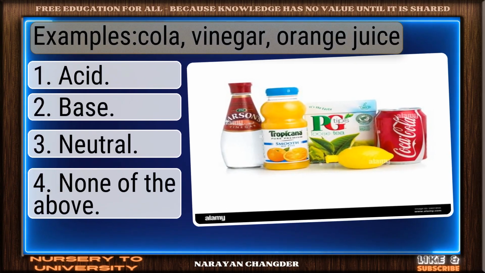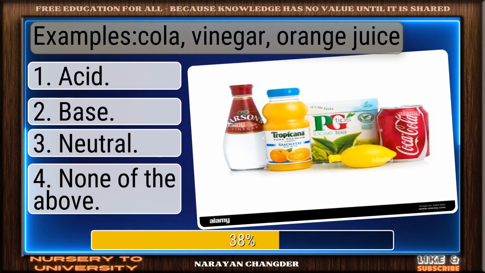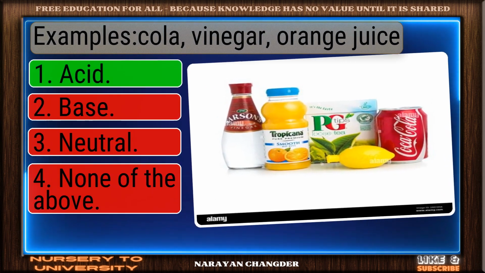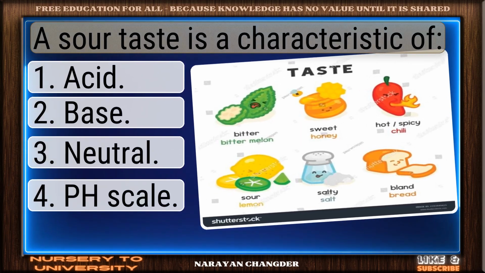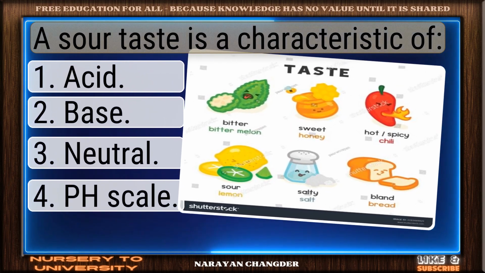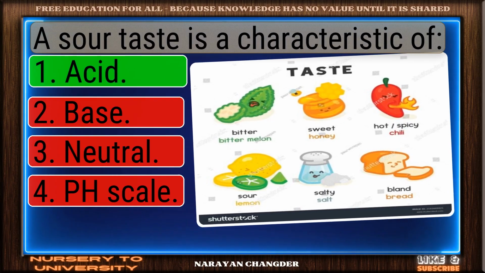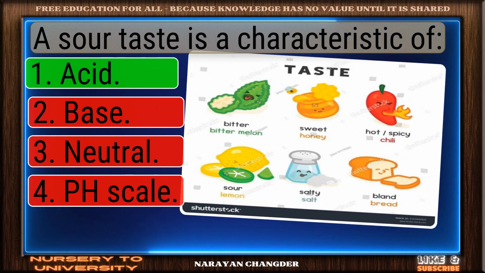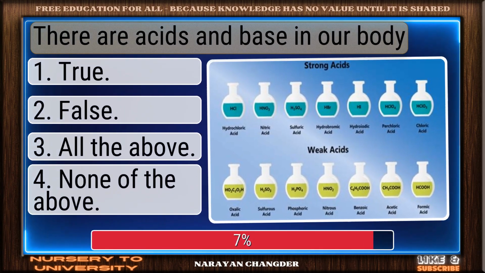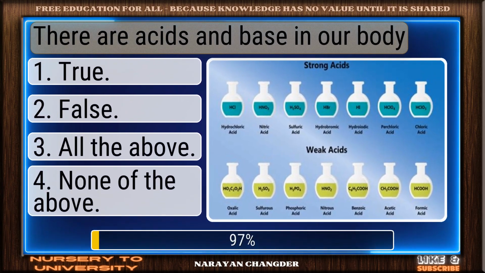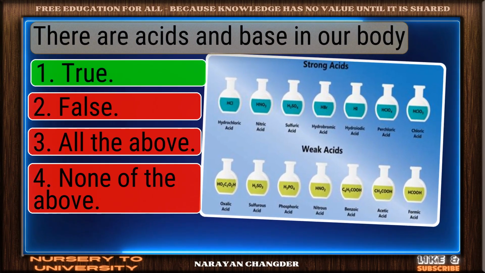Question number 73. Examples: cola, vinegar, orange juice. Smart pick. Acid is the correct choice. Question number 74. A sour taste is a characteristic of? Nice work. You chose acid and it is correct. Question number 75. There are acids and bases in our body. Good thinking. True is the right answer.